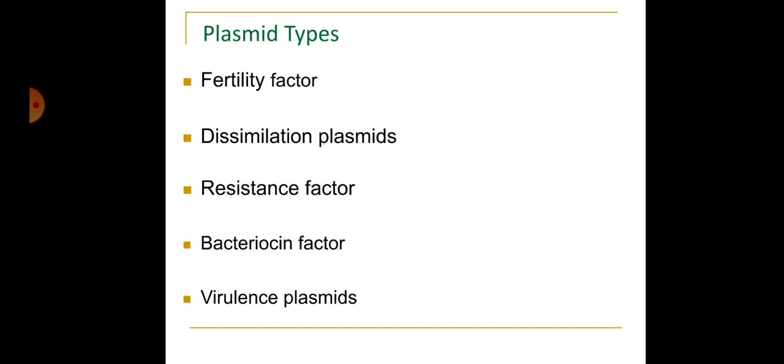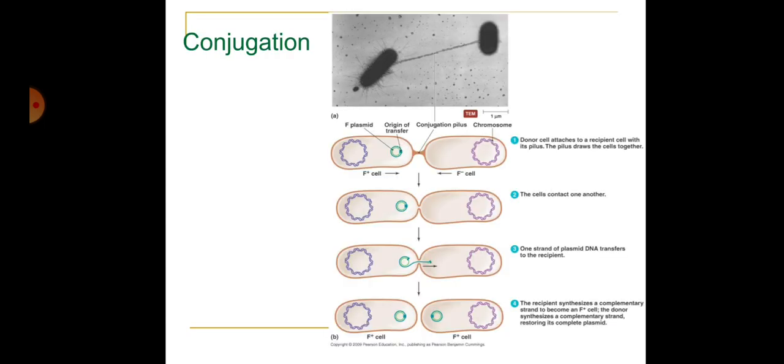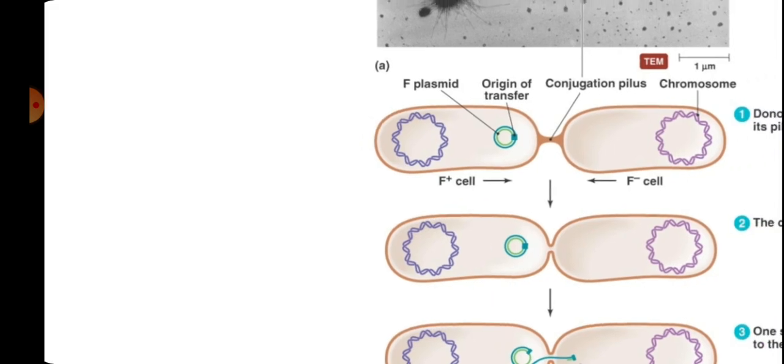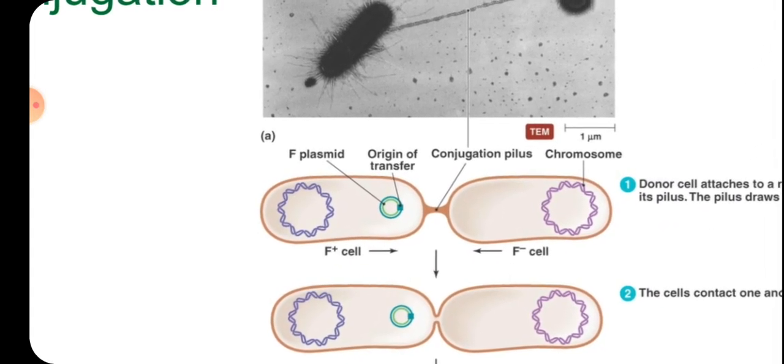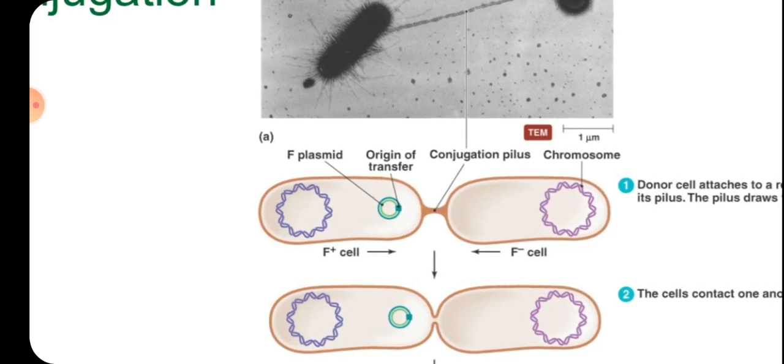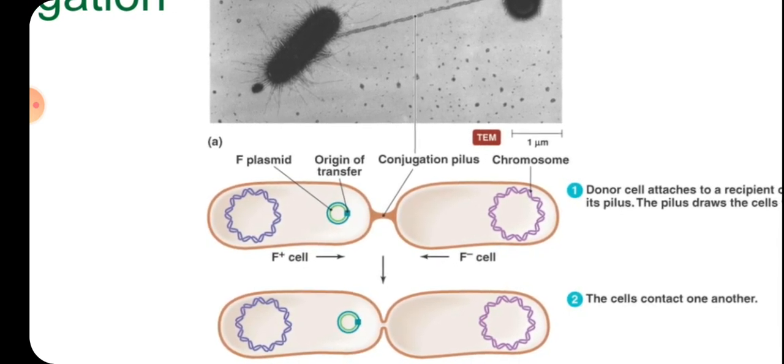Plasmid types are fertility factor, dissimilation plasmids, resistance factor plasmids, bacteriocin factor plasmids, and virulence plasmids. Now, how does conjugation take place? Here we have a bacterium which is F positive, which has a fertility factor, and another bacterium of the opposite strain, an F negative cell. This one has an F plasmid and this one does not have an F plasmid.